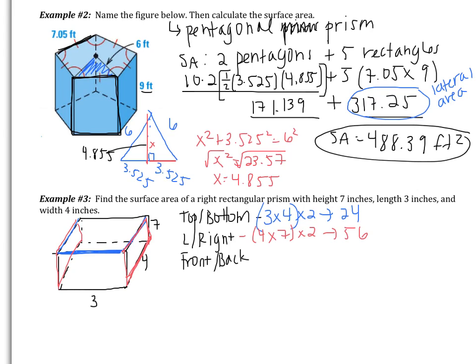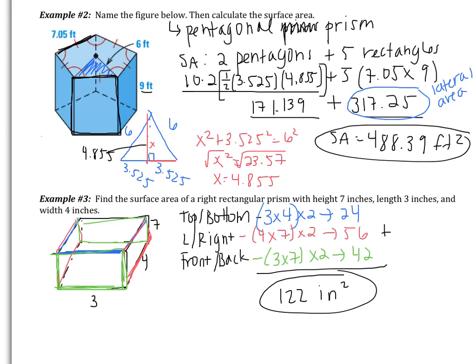And then I have the front and the back. So that's going to be this face right here, the front and the back. They're going to be congruent. This is 3 by 7. And then I'm going to multiply by 2 because there's 2 of them. 3 times 7 is 21. When I multiply by 2, that's going to give me 42. Now, to get my final surface area, I have to add all of these up. When I do that, I get a surface area of 122 inches squared.